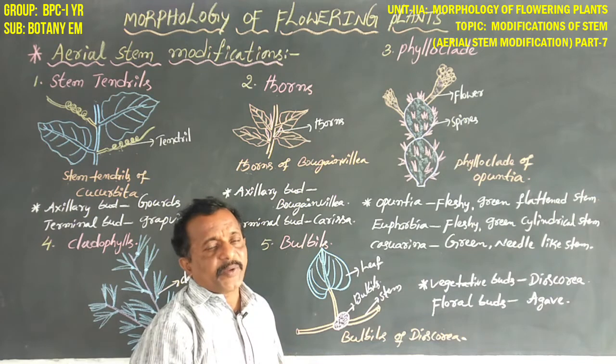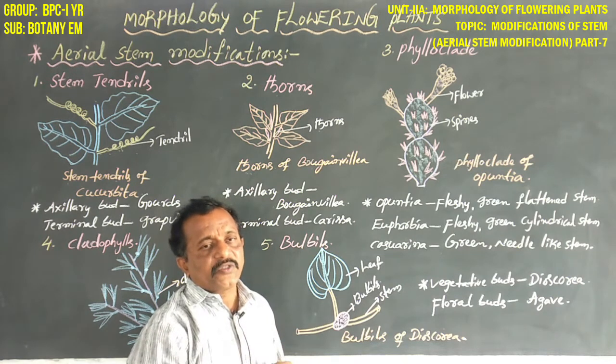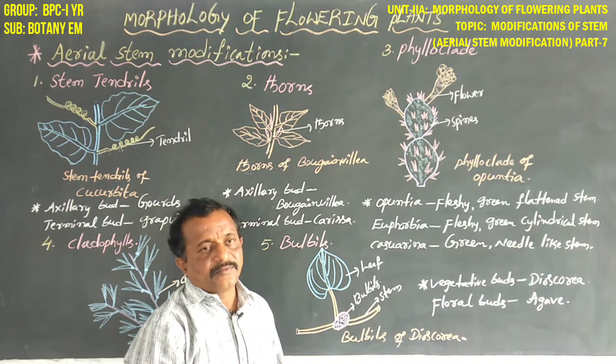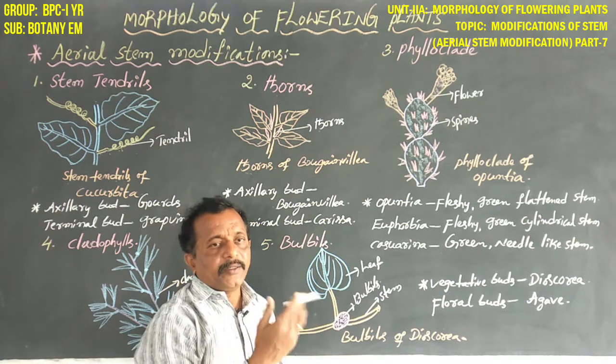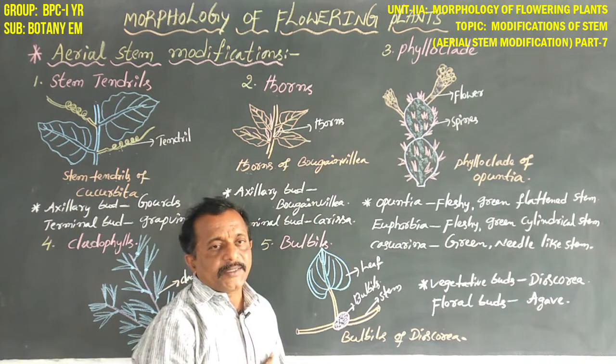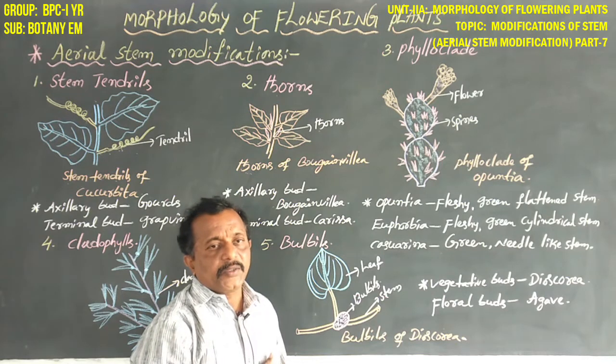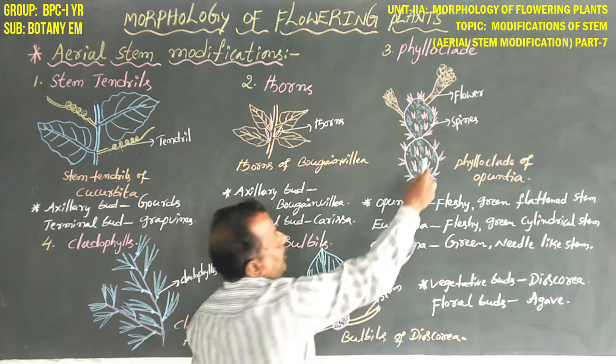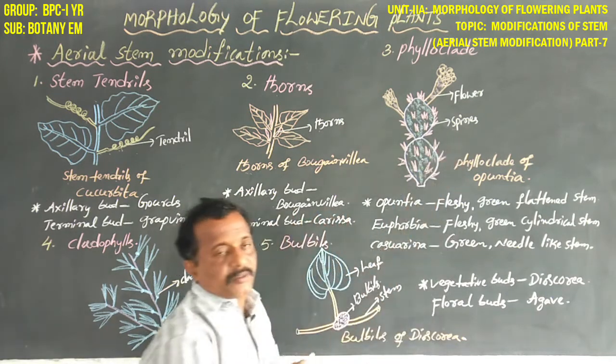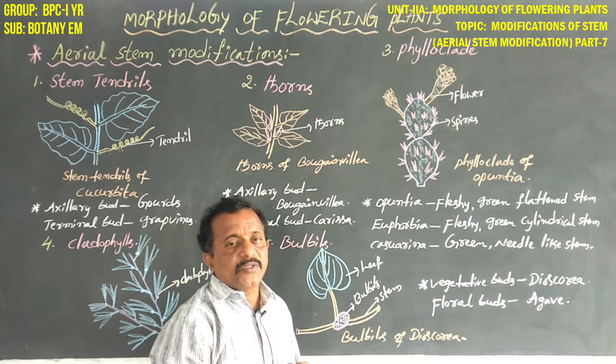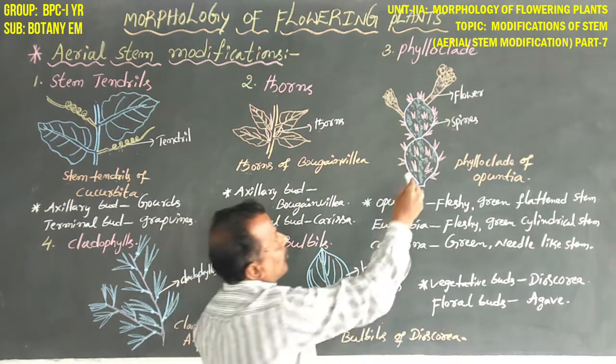What is the use of spines and scale leaves? They reduce transpiration. So in phylloclade plants, the leaves are modified into spines or scale leaves. These spines or scale leaves always help in reducing transpiration.